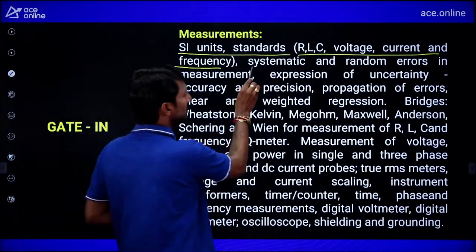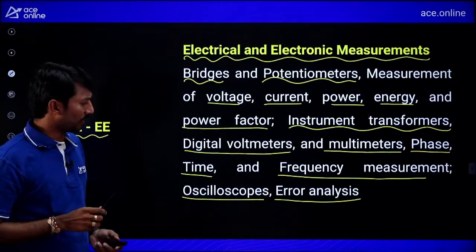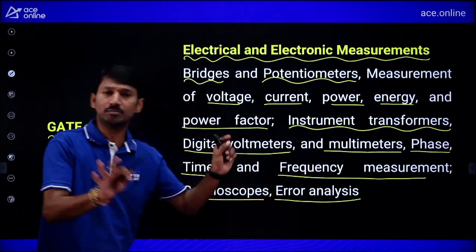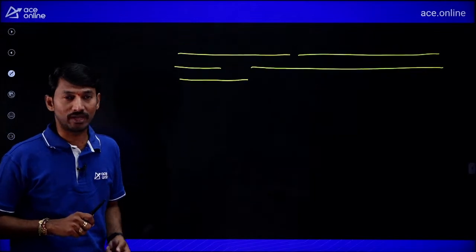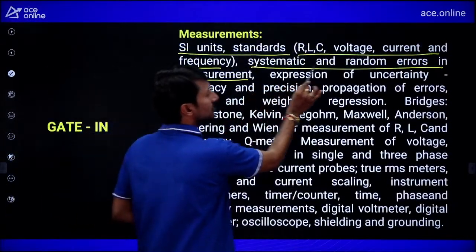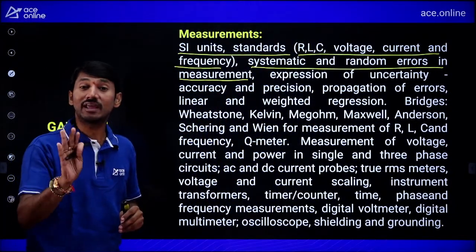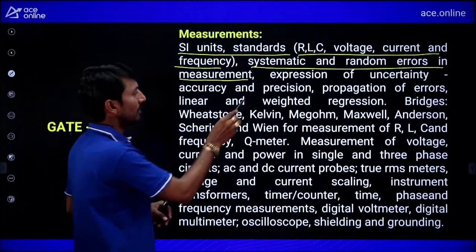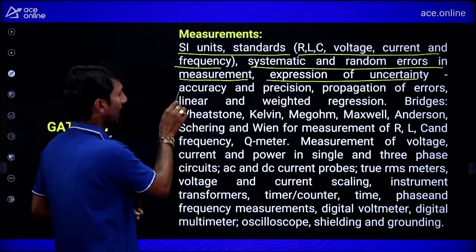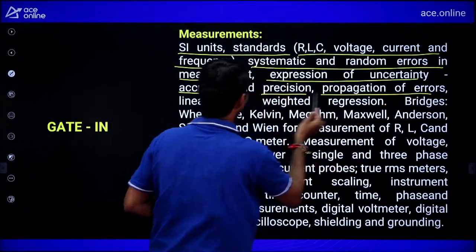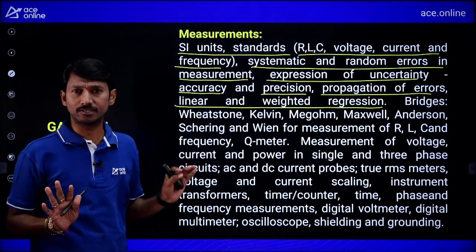After that, systematic and random errors in measurement. Actually, in the electrical paper, it is given as error analysis, a simple heading. In this only, all types of errors come into the picture. But here they have specially given systematic and random errors in measurement. That comes under error analysis only. And expression of uncertainty also comes under error analysis. Accuracy, precision, propagation of errors, linear and weighted regression. So they have given it in an elaborated way.